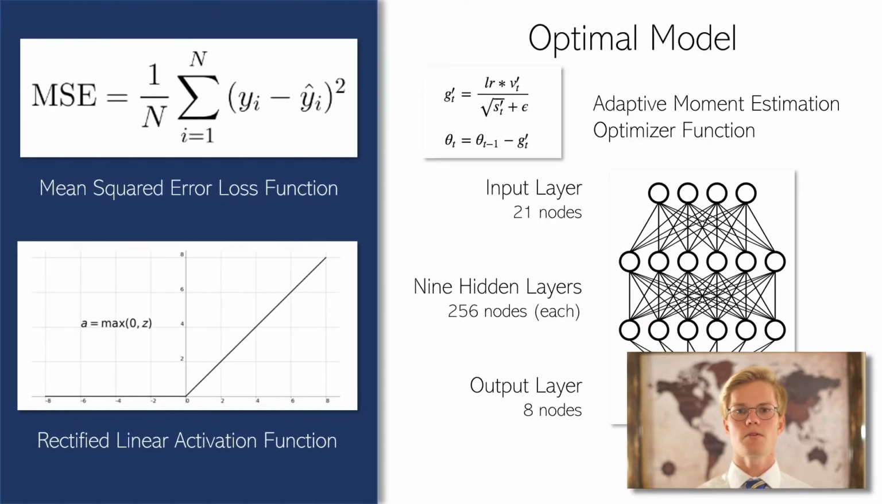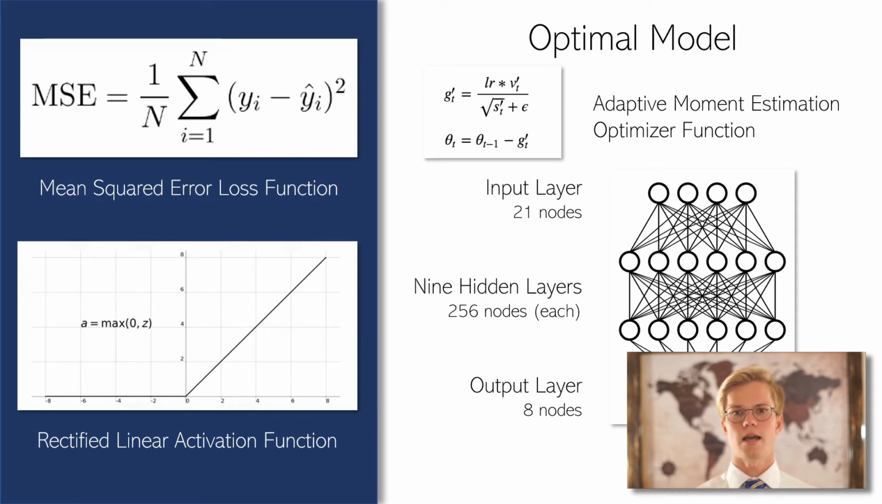I found the most optimal model structure to be a 10-layer model. The first 9 layers contained 256 nodes each, and the last output layer contained 8 nodes. Each node employed a rectified linear activation function, and the model as a whole was compiled with an adaptive moment estimation optimizer function and a mean squared error loss function.